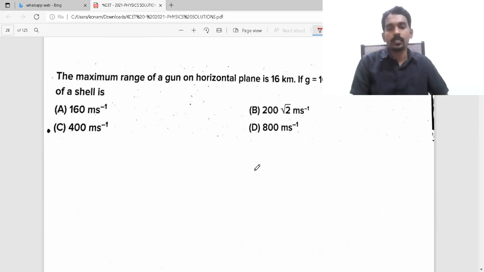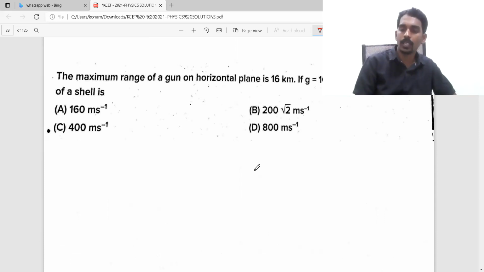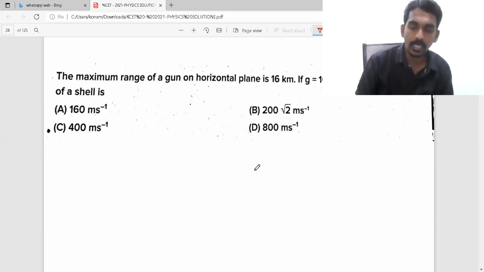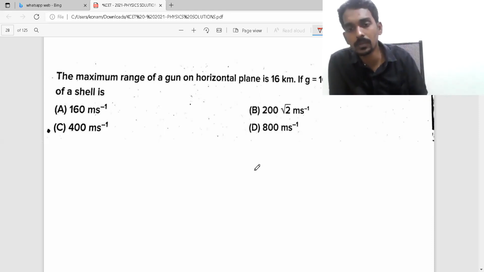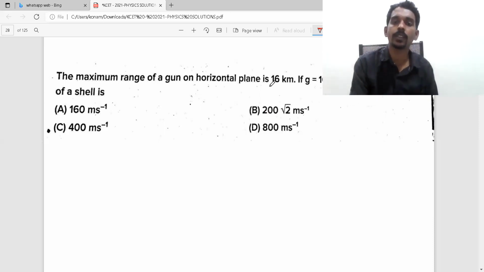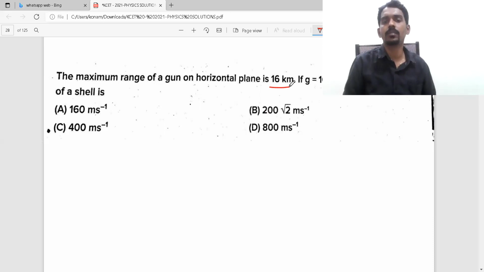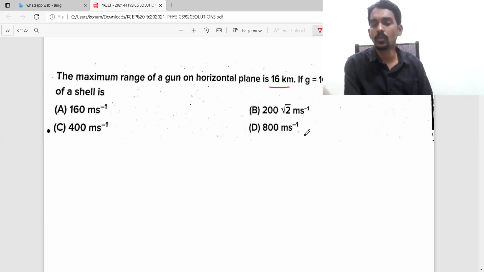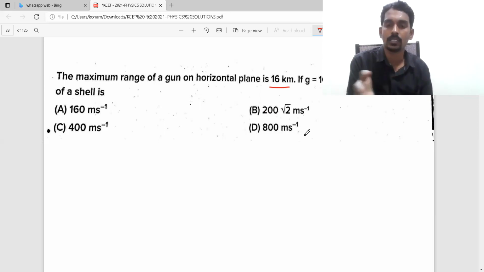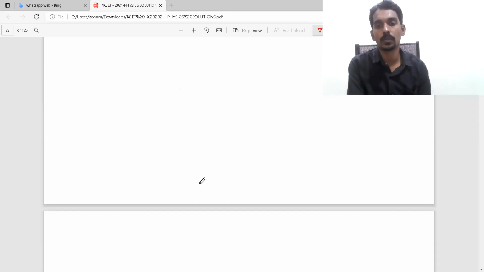Now the maximum range. See, here it is like a shortcut. Generally we study the range of projectile motion, which is u squared sine 2 theta by g. Here maximum range means what condition? It is condition based: theta is 45 degrees. Then the maximum range is u squared by g. They have given that value, and since the g value is known, you can find u. That is what they are asking. If you know that shortcut condition, then the calculation is very simple.